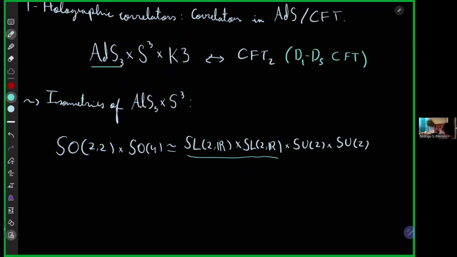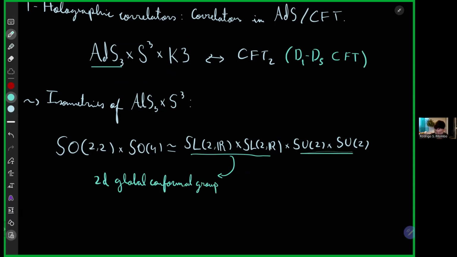So this SL(2,R) times SL(2,R), if you are acquainted with 2-dimensional CFTs, this is just what people call the 2D global conformal group. So this is the 2-dimensional conformal symmetry of the dual CFT. And this SU(2) times SU(2) will be like a global or internal symmetry of the dual CFT. And for reasons that I will tell you in a moment, we call them the R symmetry. Okay. So these are the isometries of AdS3 times S3, which lead to these global symmetries in the dual CFT.